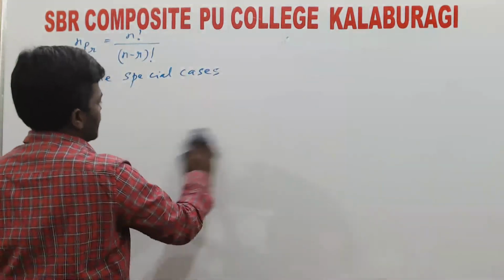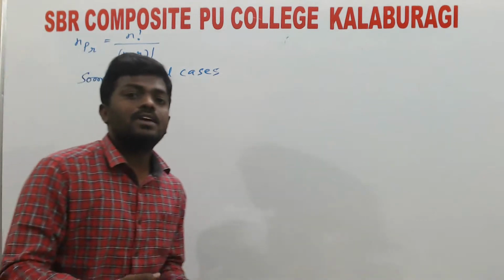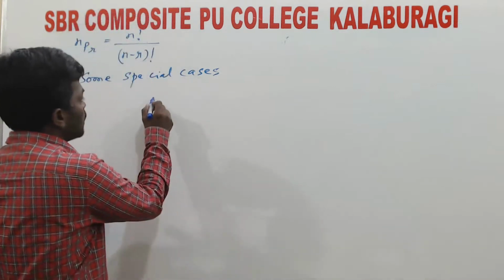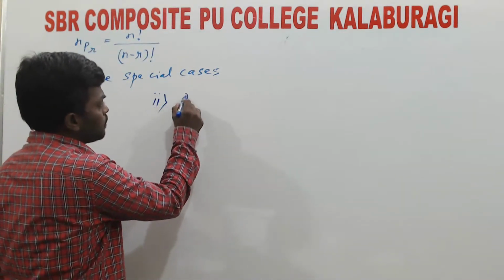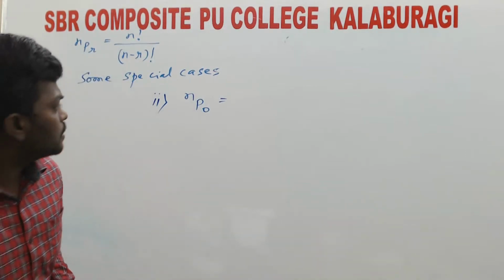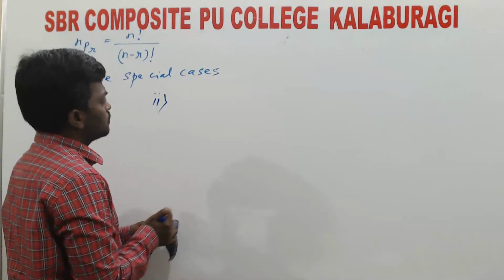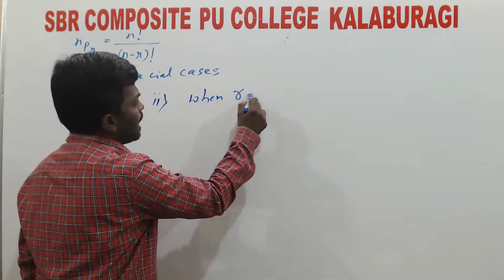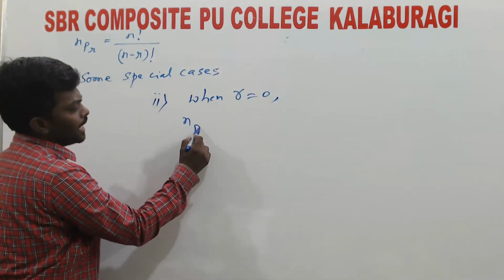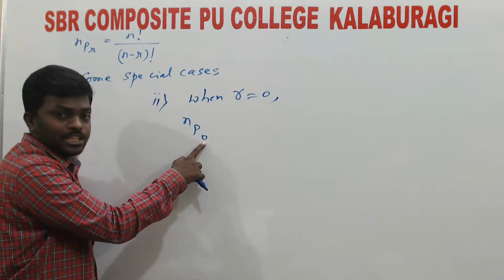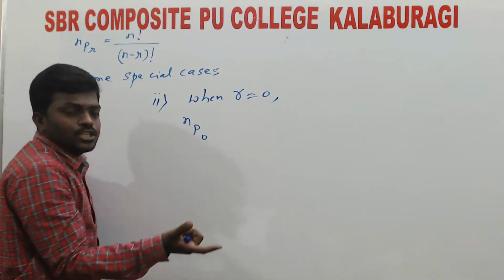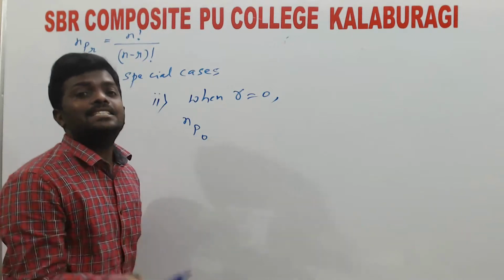Now the second case. In the first case, nPn means we have taken all the n distinct objects. Now the second one, let me write first, when r is equal to 0. What happens when r is equal to 0? Let us represent it nP0. It means arrange 0 objects out of n objects. Arranging 0 objects means you need not arrange anything.